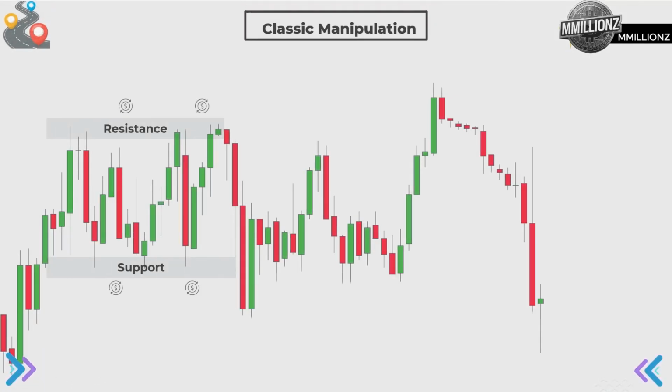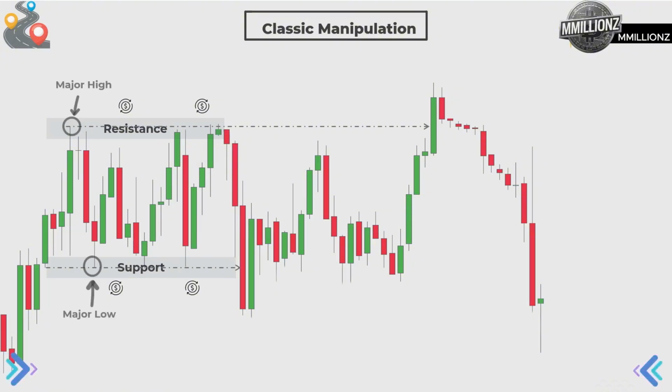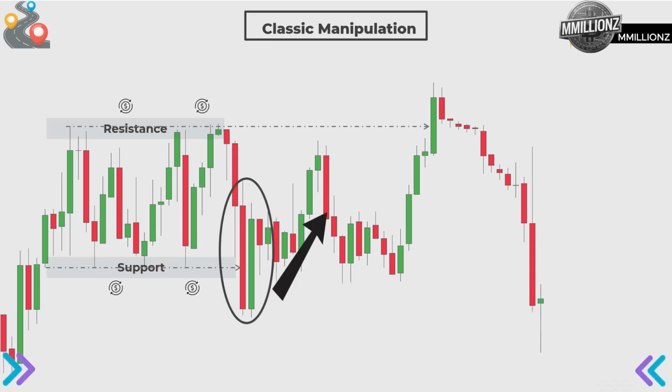For example, here's a common accumulation scenario you'll often see in the market. The price consolidates between a high and a low, which act as strong support and resistance levels, with multiple tests of both areas. Then, the price breaks below the support level with a large red momentum candle, grabbing liquidity beneath the support. Immediately after, the price rebounds above the support area with a bullish engulfing candle and rapidly pushes toward the buy-side liquidity above the resistance level.